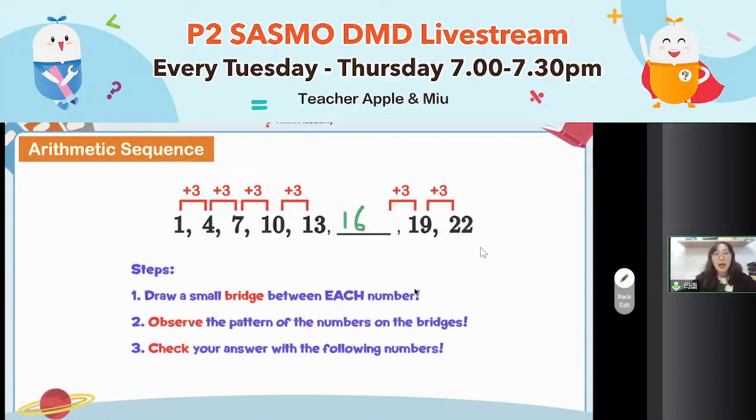And actually for such a number sequence, we call that an arithmetic sequence. So how to figure out the missing number in an arithmetic sequence? The first step, you need to draw a small bridge between each number. Then for the second step, you try to observe the pattern of the numbers on the bridges. Sometimes the numbers are getting bigger and bigger, so we know that we need to add something. And sometimes the numbers are getting smaller and smaller, that is, you need to minus something, okay? And for the last step, very important, don't forget to check your answer with the following numbers.